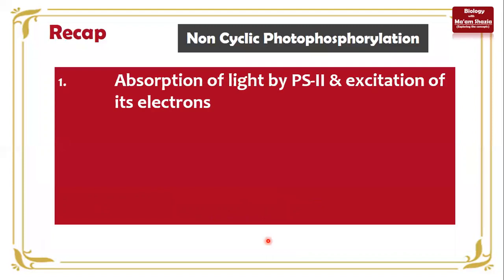So let's have a recap. What are the steps of non-cyclic photophosphorylation? Absorption of light by PS2 and excitation of its electrons. This we have done: photons are responsible for the excitation of the electrons of PS2, and then these excited electrons are taken by the primary electron acceptor of PS2. The next step was photolysis. Photolysis is the breakdown of the water molecule in the presence of light with the help of enzymes.